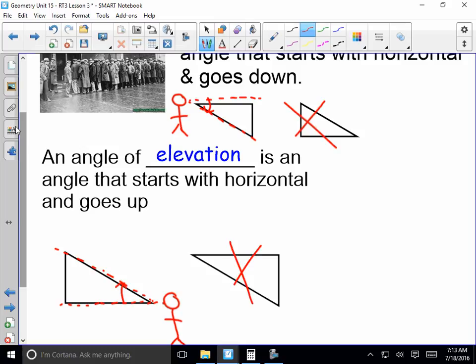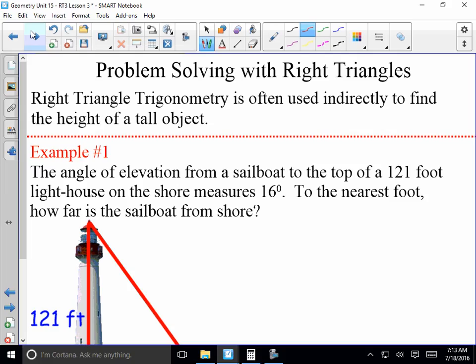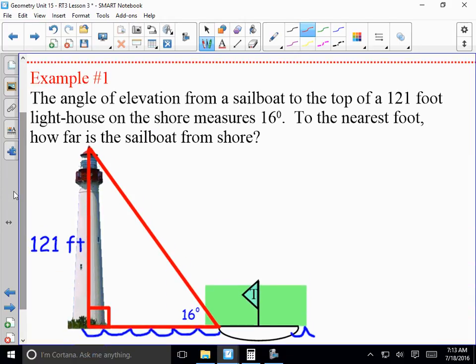Okay, so now just always remember that when you're given the situation so you can draw your diagram correctly, because that's the hardest part of these problems, is setting up the initial diagram, because the rest is just using trig ratios and your calculator. Okay, so now the angle of elevation from a sailboat to the top of a 121-foot lighthouse is a measure of 16 degrees. To the nearest foot, how far is the sailboat from the shore?